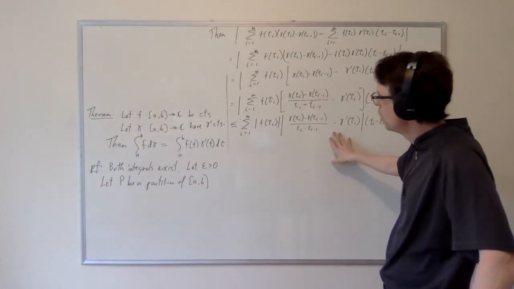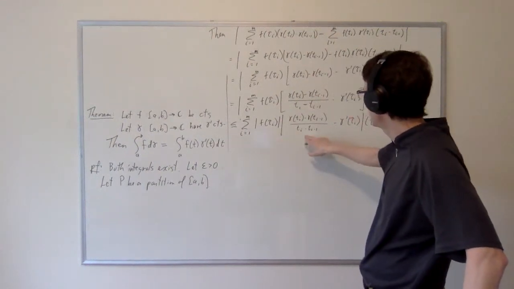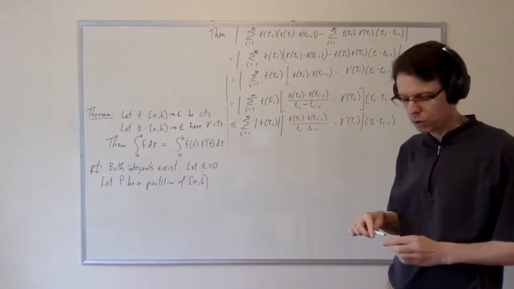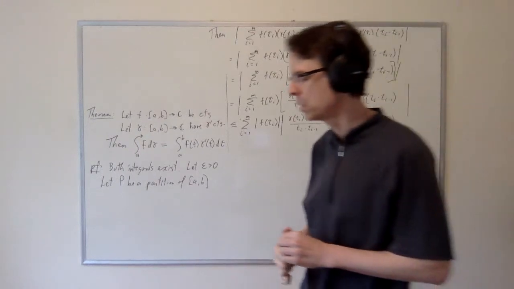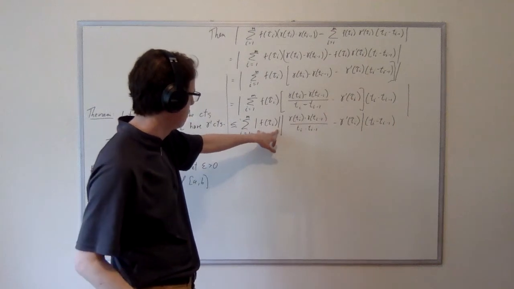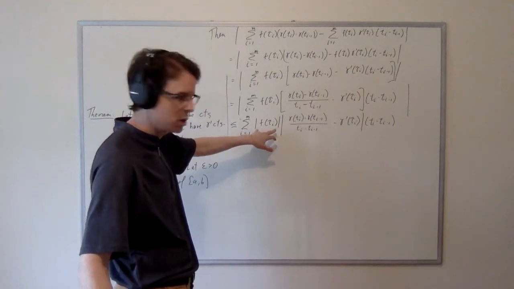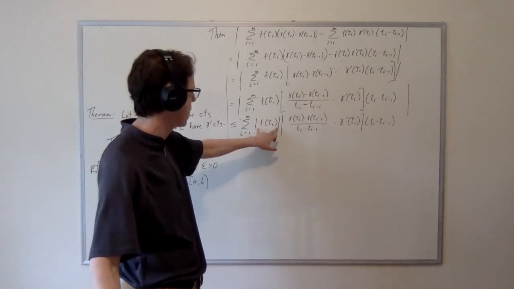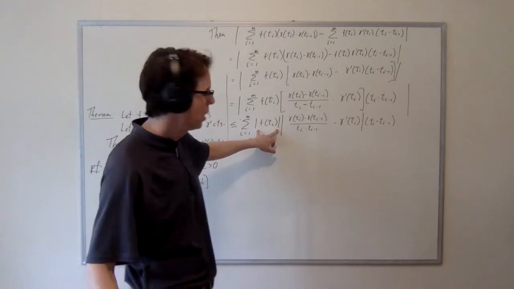Okay, now we need control. So where is our control going to come from? Just abstractly, let's talk about it first. We're going to control this term. This is just an arbitrary continuous function. Obviously, I can't make this term small.